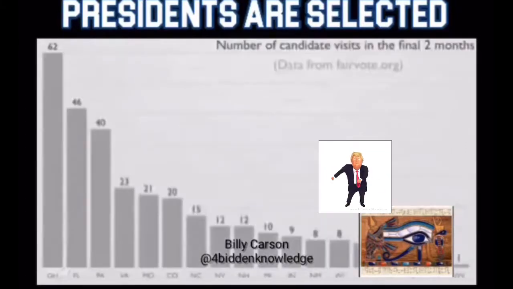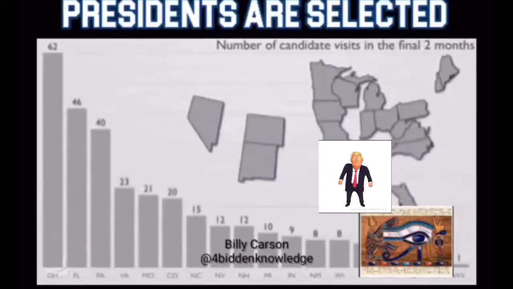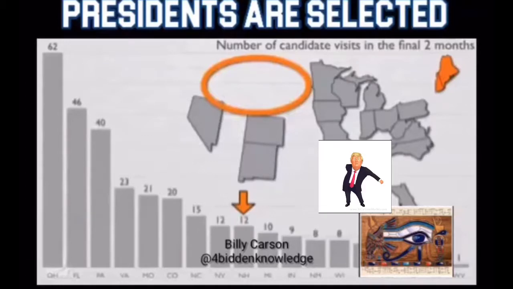Here's a graph showing the number of visits the presidential candidates paid to each of the states in the last 2 months of the previous election. If it looks like there are a few states missing, you're right. Only 18 of the 50 states received even a single visit from a candidate, and just 2 of those states, Maine and New Hampshire, have very small populations. The area of the country with the most small states is conspicuously missing.